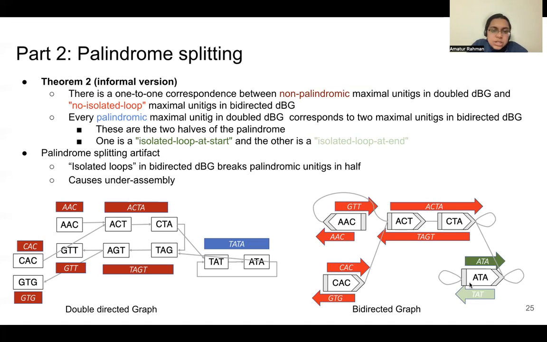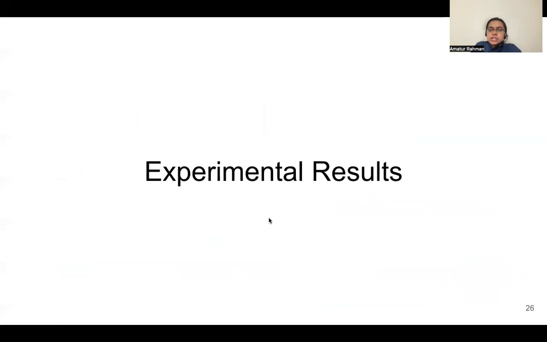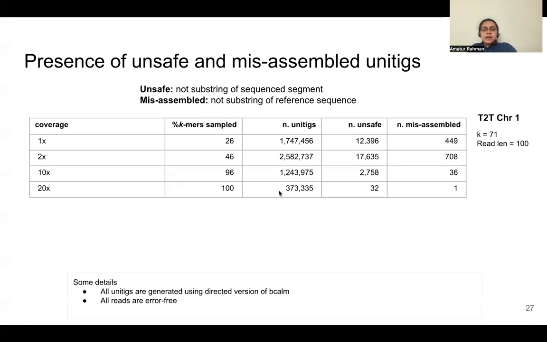So one is an isolated loop at start Unitig. So ATA has an isolated loop at its start. The other is TAT, it has an isolated loop at its end. Okay, so that's the theorem, and that confirms that the palindromic splitting artifact is real. The isolated loops basically break the palindromic Unitigs in half, and this can cause underassembly. So that brings me to the end of our theoretical results, and we can move into the experimental results to confirm that these artifacts are present in real data.